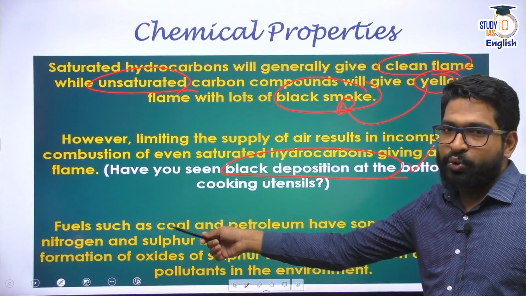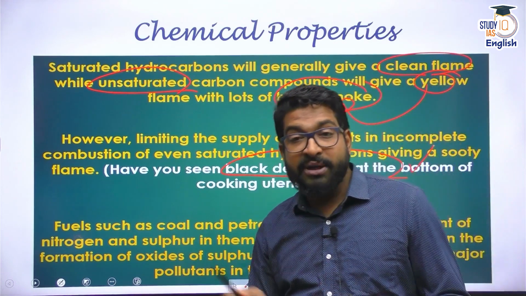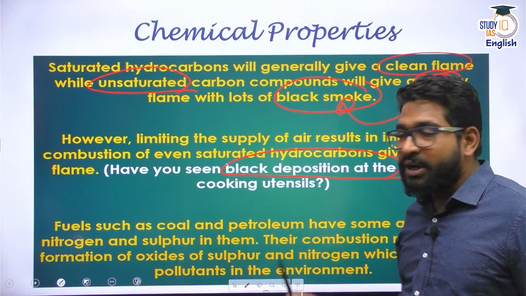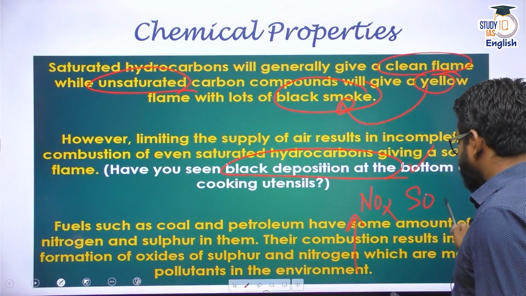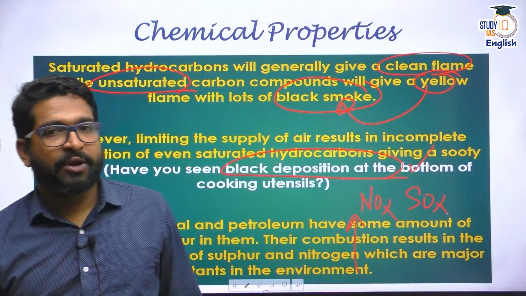We have fuels such as coal and petroleum. They not just contain carbon and hydrogen, but they also contain different impurities. They also contain nitrogen and sulfur. So when they are burned, you get a lot of pollutants like oxides of nitrogen and oxides of sulfur. That leads to pollution. All right.